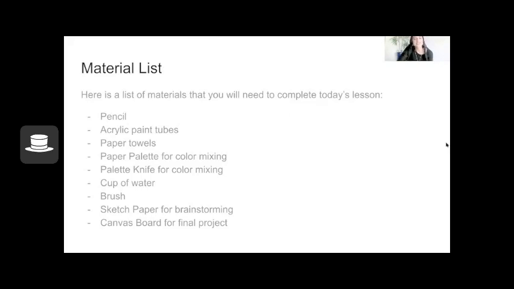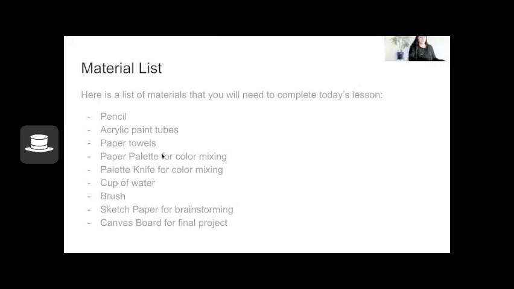Now our material list includes a pencil, could be any kind of pencil, it doesn't need to be anything specific. Acrylic paint tubes, which all you'll really need is red, blue, and yellow, but we'll get more into that later. You're gonna need a paper towel so that we can clean our palettes and clean our brushes in between use. You're gonna need a paper palette.